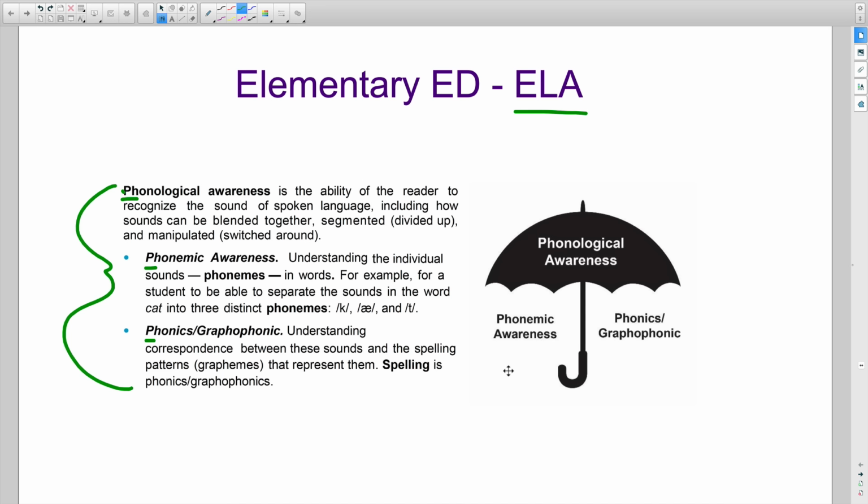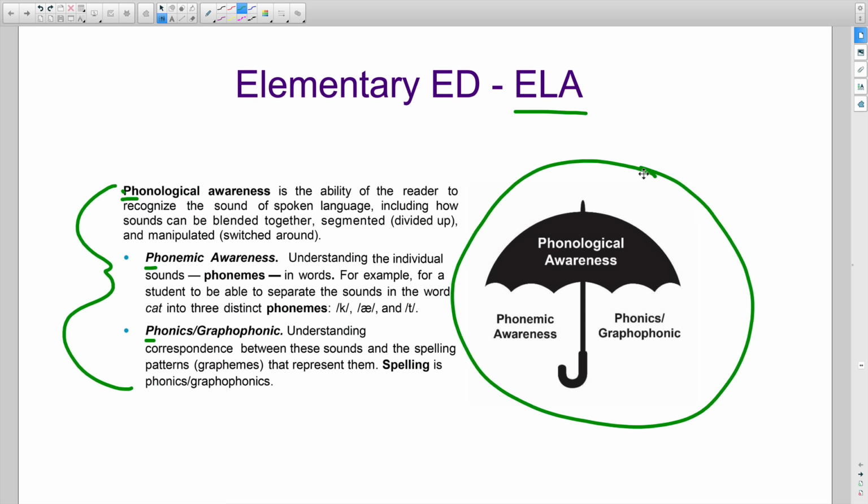I want you to think of phonemic awareness, phonics, and phonological awareness as this graphic right here. You'll see this in our book. In all of our elementary ed books that have to do with ELA, we talk about this.